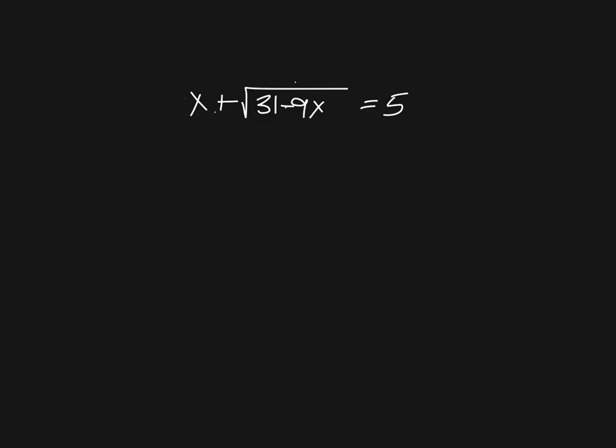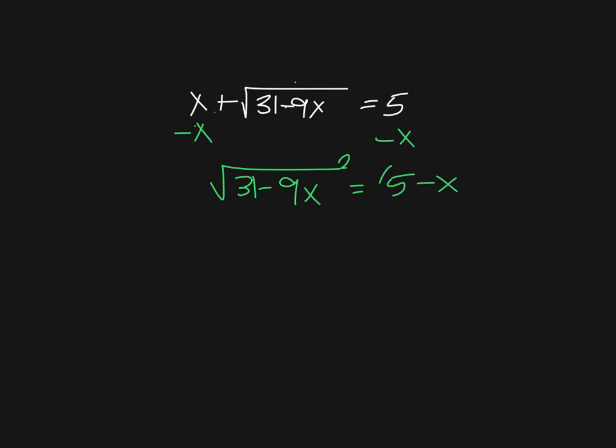So this question is about radical equations. Whenever you have a square root in the problem, your first step is to get the square root by itself. So we're going to move x over to the other side. We have the square root of 31 minus 9x equals 5 minus x. Now that the square root's by itself, I can square both sides.